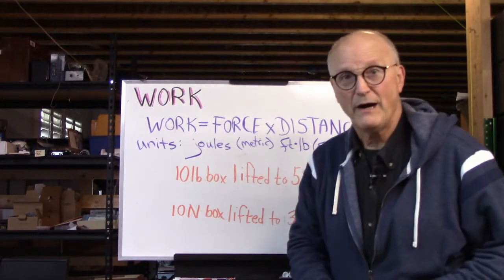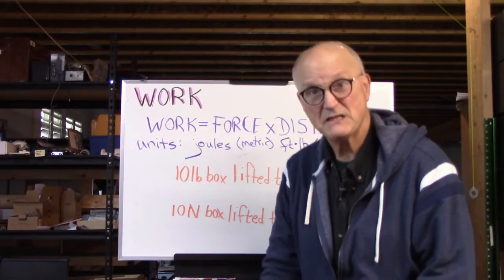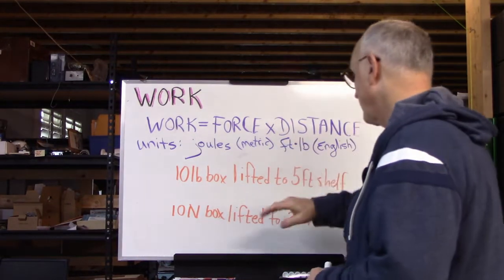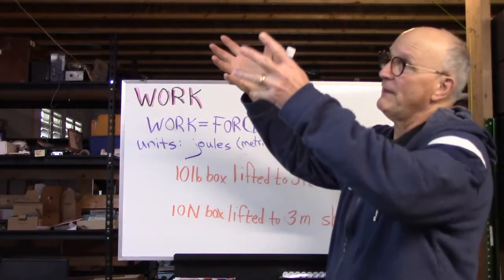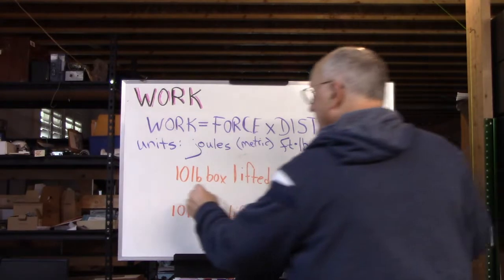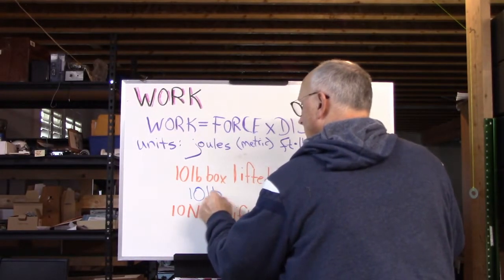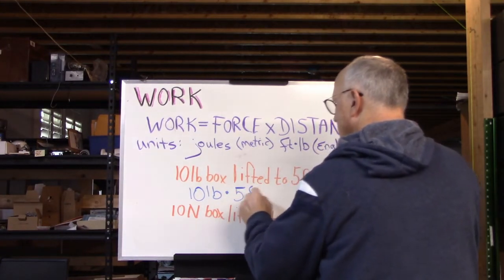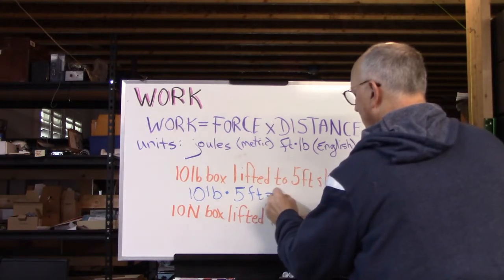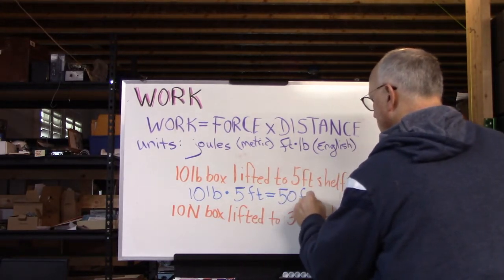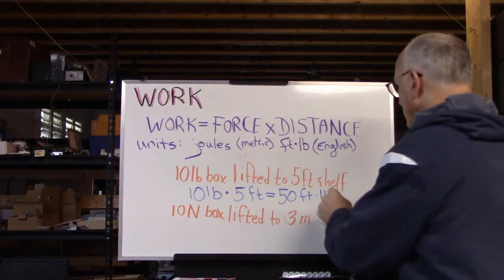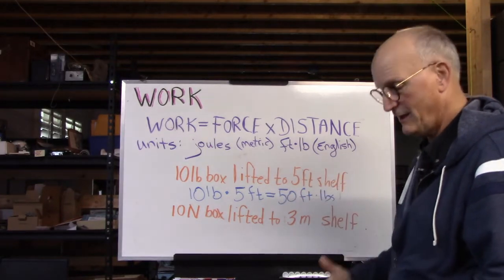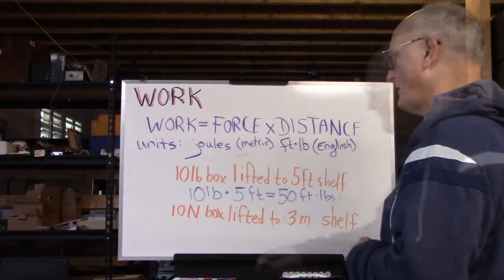So, if I have a box that weighs 10 pounds, it takes 10 pounds to lift it. That's the force necessary to lift that box off the floor. And I lifted it up to a shelf that was 5 feet off the floor. Then I would be doing 10 pounds lifting force times 5 feet, the distance I'm moving it through. I would be doing 50 foot-pounds of work. That is an expression of the amount of energy necessary to move that box up onto that shelf.